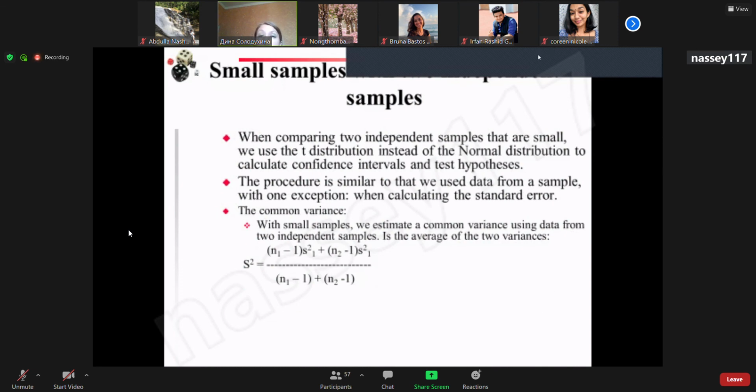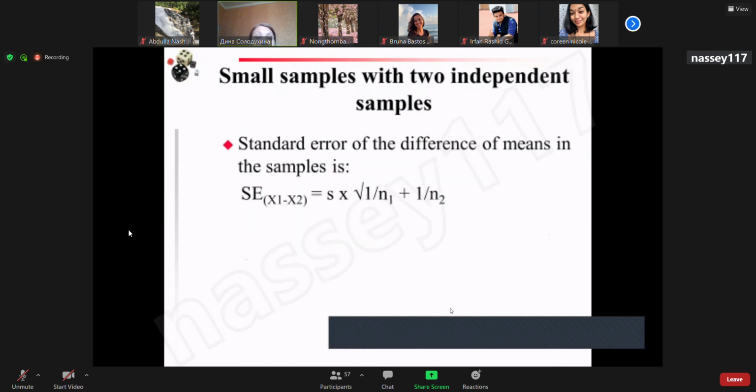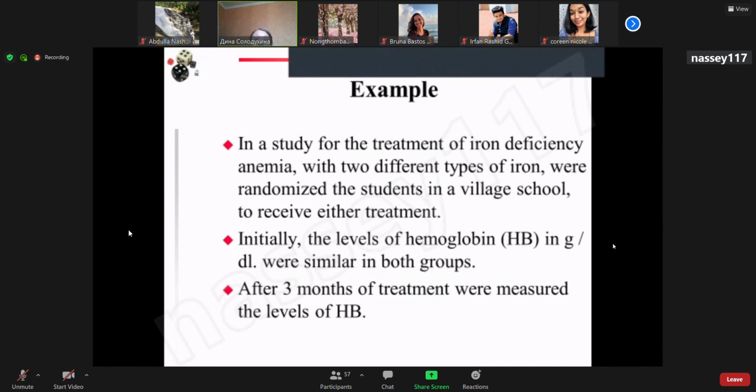Okay, when we have small samples with two independent groups, the procedure is again similar, but the calculation of standard error will have a correction, n-1. It's just a correction which we use for small samples. Okay, for example, a study of treatment of iron deficiency anemia, when we compare students in a village school who either receive treatment or do not receive. So we measure levels of hemoglobin. After 3 months of therapy, we will compare.